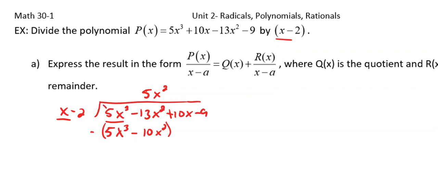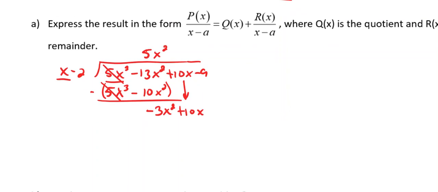So those cancel. And we're going to go 13x squared, and then careful on this one. This is minus negative 10x squared, so that's really the same thing as adding. So we're going negative 13 plus 10 in this case. That's going to be negative 3x squared. And then we're going to bring down the 10x, so plus 10x.